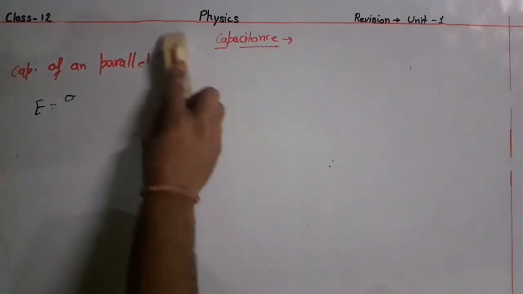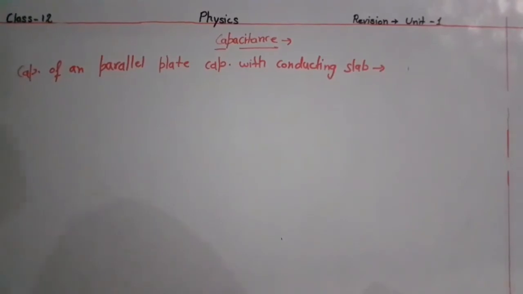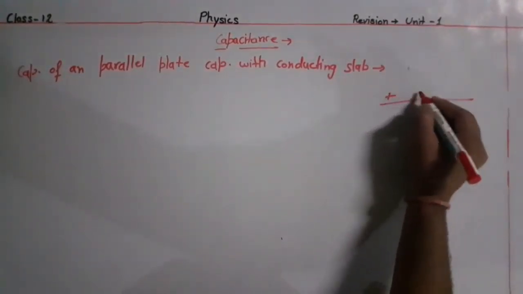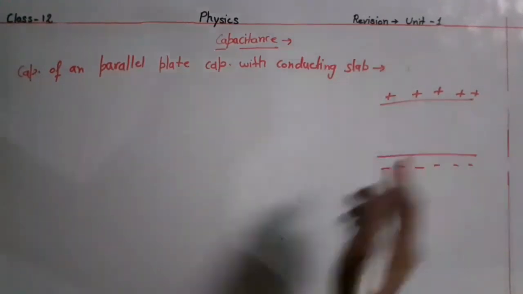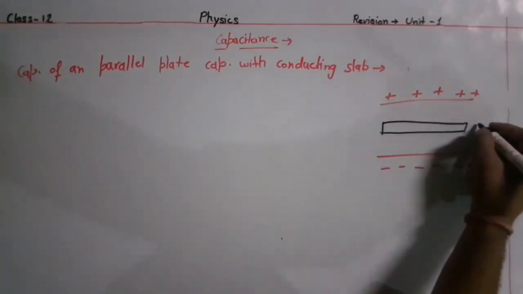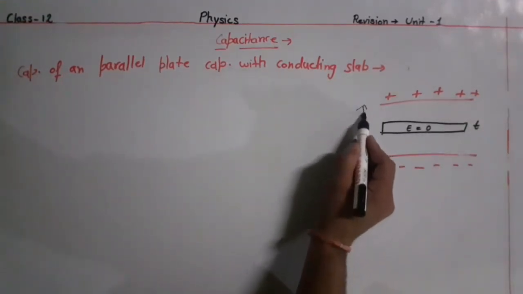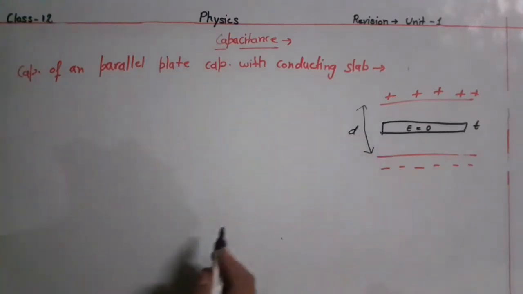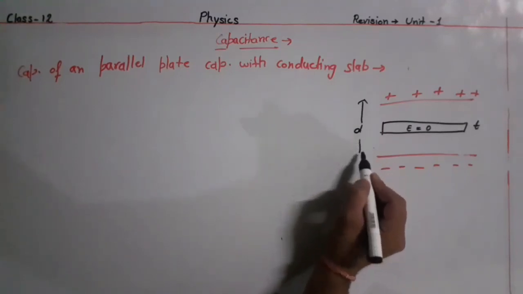Beta, use your notes for proper writing of equations, derivations and proper diagrams. Topic is capacitance of a parallel plate capacitor with a conducting slab. Let's assume these are our capacitor plates. The above one has positive charge and the below one has negative charge, and we have introduced a conducting slab of thickness T. Inside this conducting slab, the electric field is always 0, and the separation between these two capacitor plates is D.